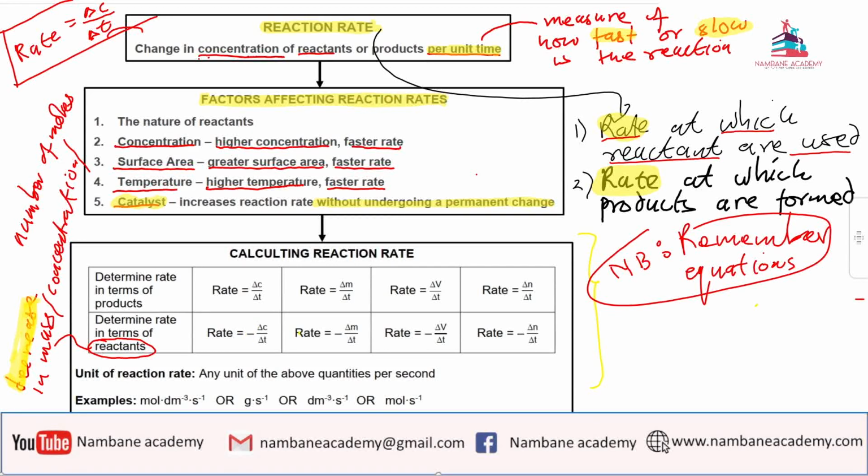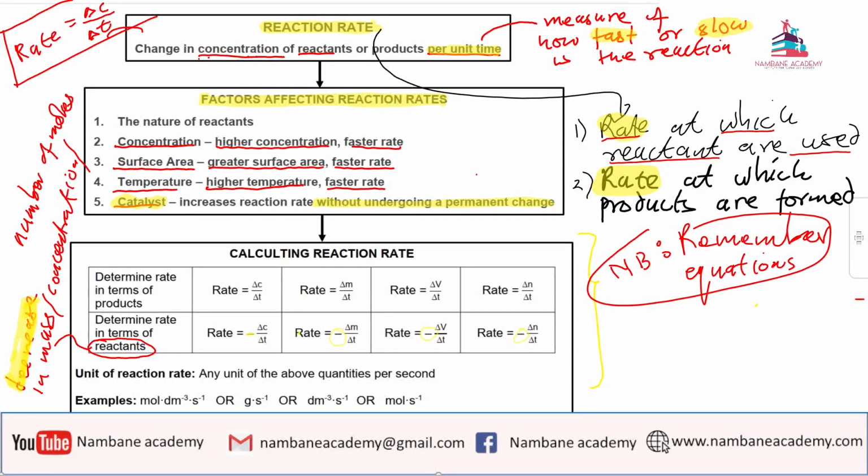It must have this negative sign. So what is the meaning of the negative sign? The negative sign just emphasizes that the reactants are decreasing, but we can never get a negative unit for the rate of the reaction, because it is a measure of time. Remember that. So time is always positive. That is the reason why it will depend on what it is that I am given.